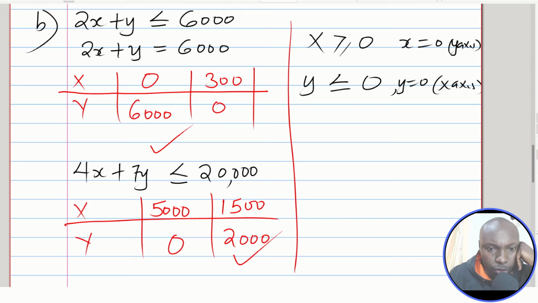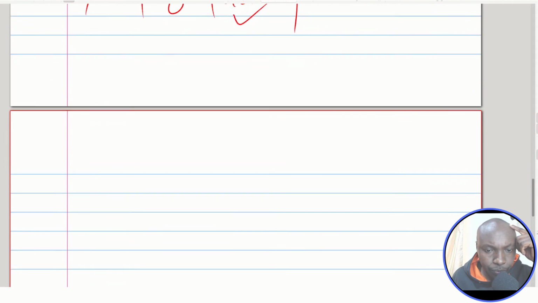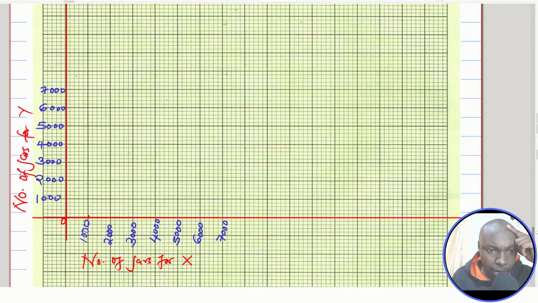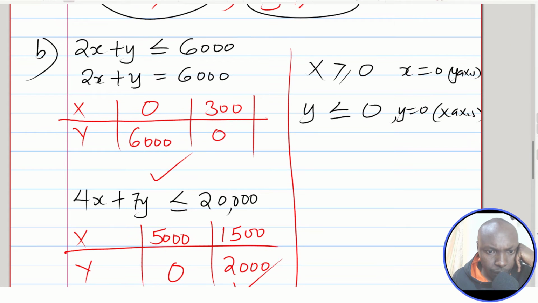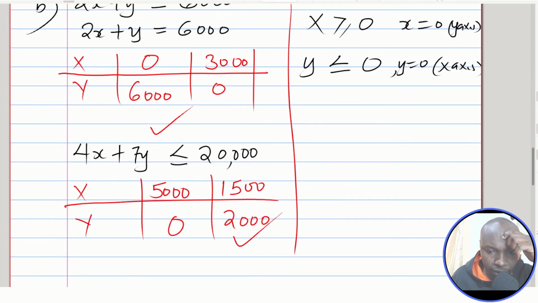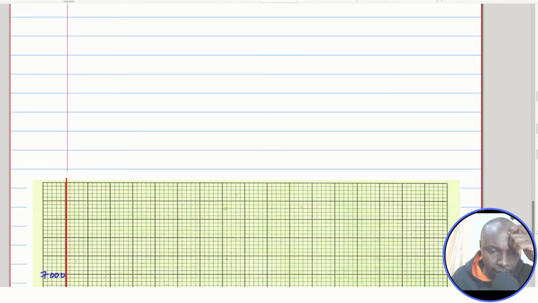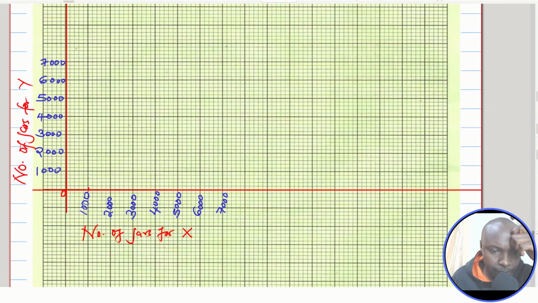So we're going to draw the first line here using these 2 points, and then the second and third ones. So let us go to the graph. I have already chosen the scale based on the values that I have here. When you look at the values, 6,000, this one is 3,000. When y is 0, x is 3,000. So based on those values, I have chosen a scale of 1 centimeter to represent 1,000.